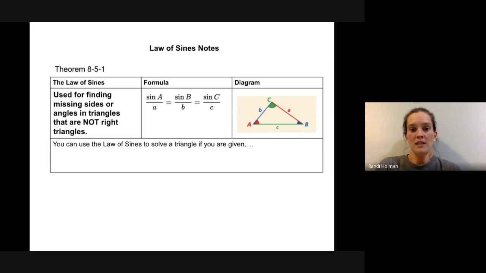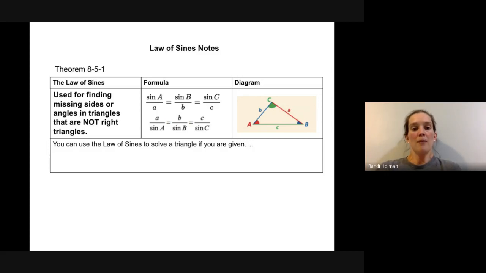The law of sines is a ratio of corresponding sides and their opposite angles. The side is that lowercase letter in the denominator here, and the ratio of the sine of its opposite angle to that side length is equal to the ratio of any other angle to its opposite side length. We can write it that way, or we could also flip that over and write it with the side lengths on top, just like we could with our proportions that we wrote before.